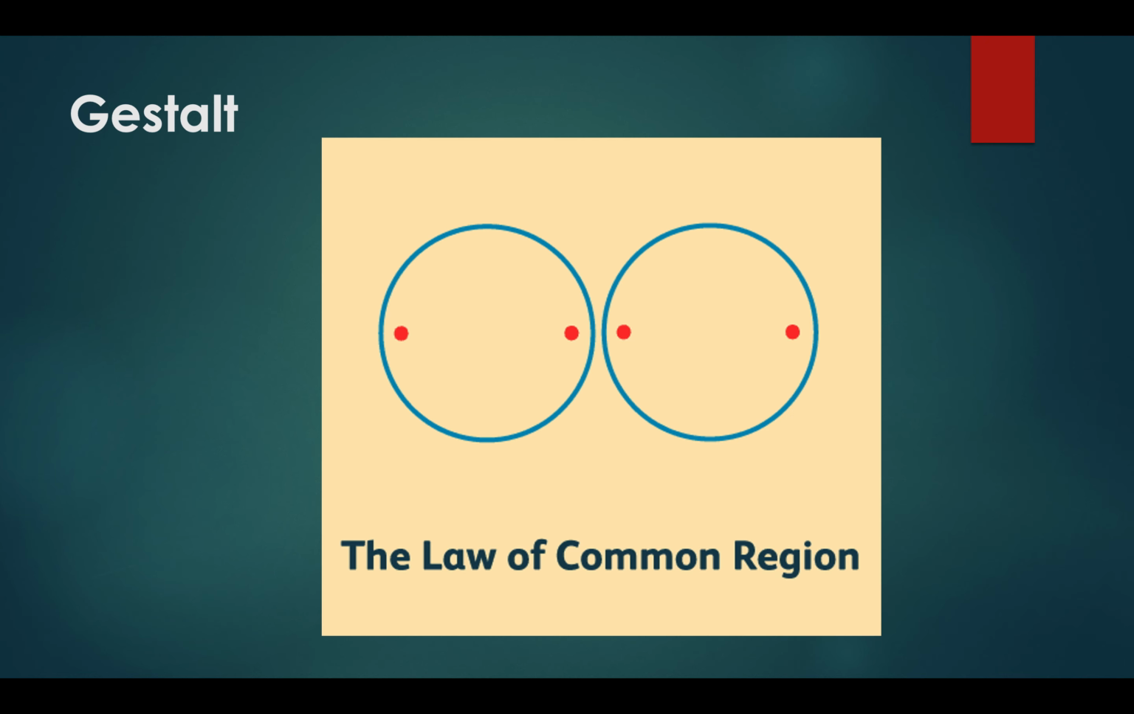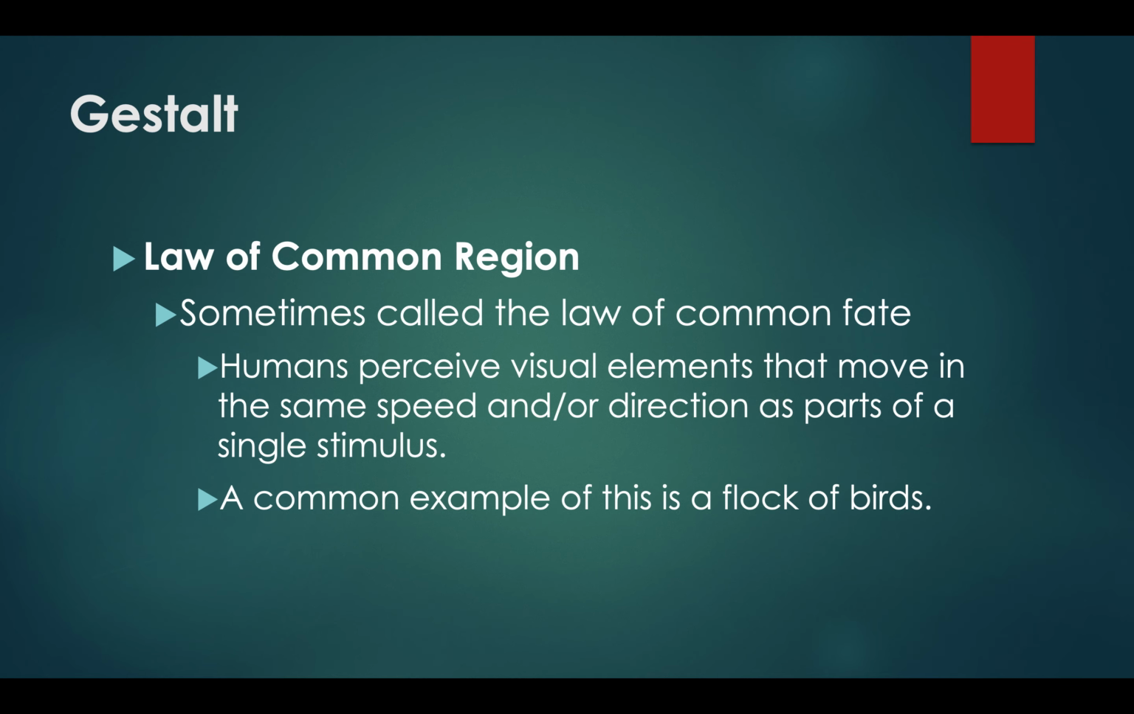It's related to uniform connectedness. So if you were to see this set, we don't see it as 6 different circles. We see it as 2 big circles, each of which have 2 smaller circles within. We don't necessarily relate the 4 red dots together. Instead, we separate them out into 2 sets of red dots based on the fact that they're both enclosed by a single large blue circle.